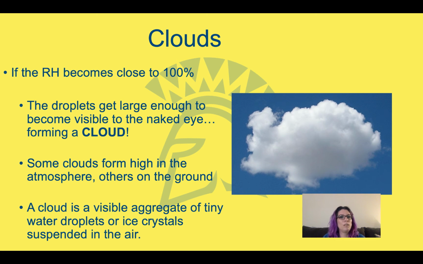Okay, so going back to the science of clouds. Like we said, if the relative humidity becomes close to 100%, the droplet that forms on the cloud condensation nuclei will get large enough to become visible to our eyes, which is a cloud. Some clouds will form higher up in the atmosphere and others on the ground, which we already went over is going to be fog, but closer to the ground. A cloud is a visible aggregate of water droplets or ice crystals suspended in the air. So it depends on how high up the cloud is as to whether it's going to be formed from water droplets or ice crystals.